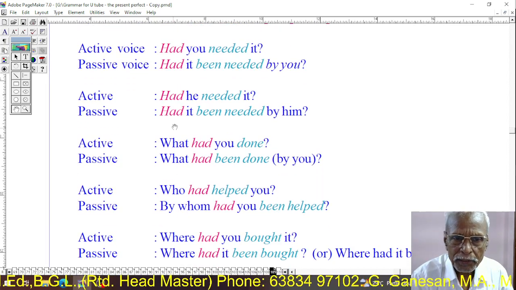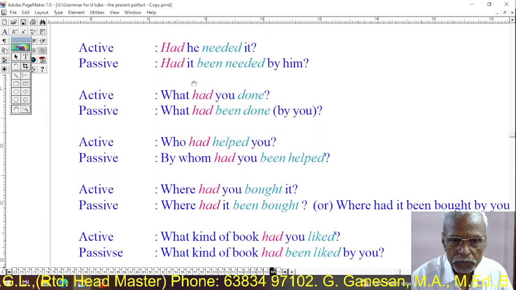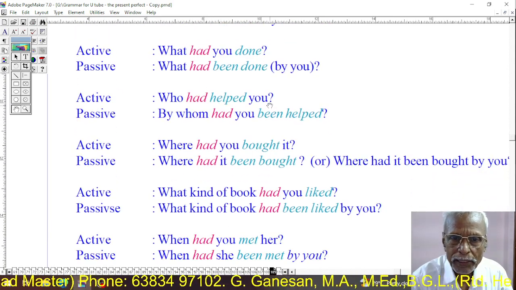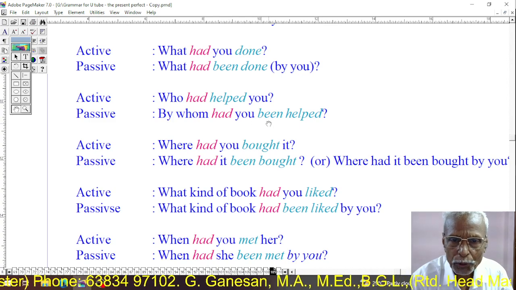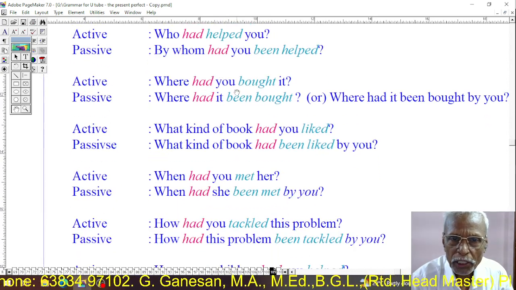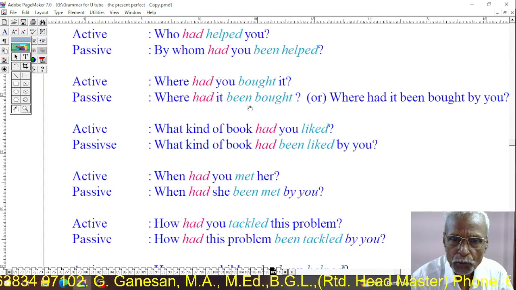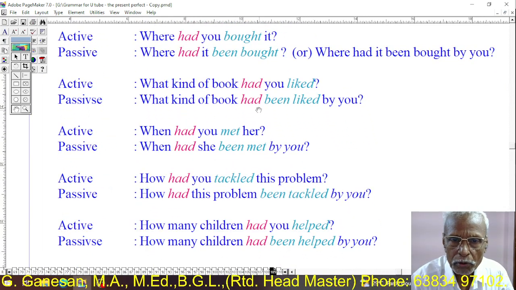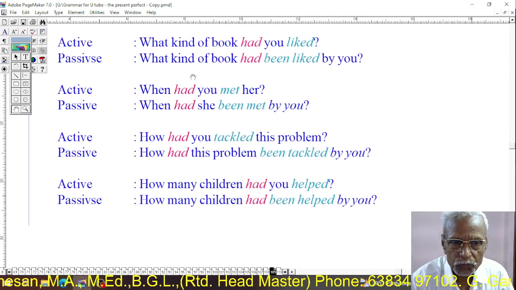Had we needed it? Had it been needed by him? What had you done? What had been done by you? What had helped you? By whom had you been helped? Where had you bought it? Where had it been bought? What kind of book had you liked? What kind of book had been liked by you?